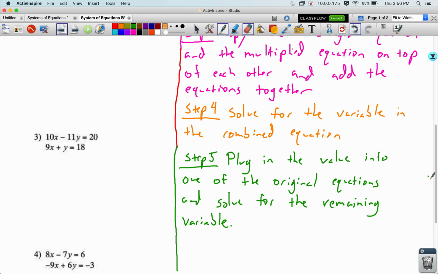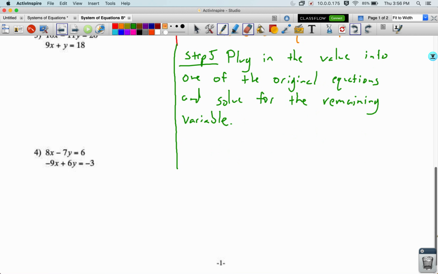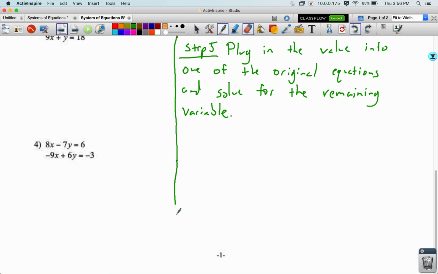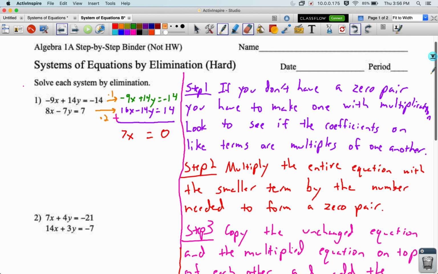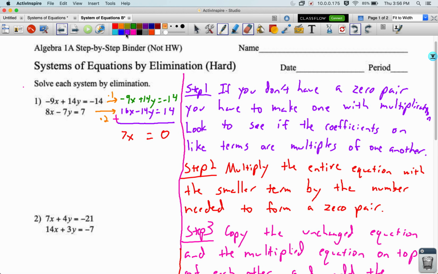Okay, still leave some space down here because we still need to talk about what to do when we can't get a zero pair by just multiplying one of the equations. But let's go ahead and finish up this first problem that we were working on. Let's recap what we've done so far.